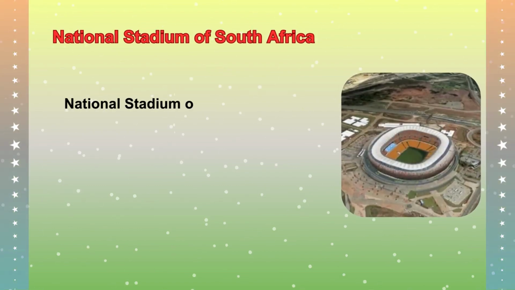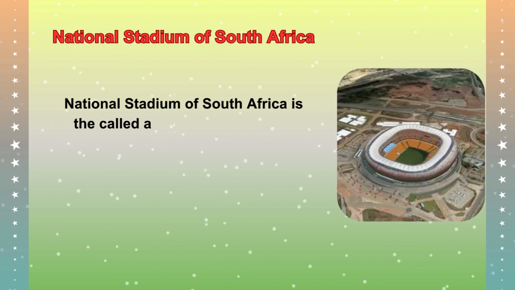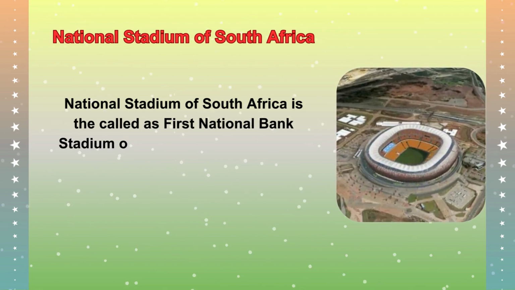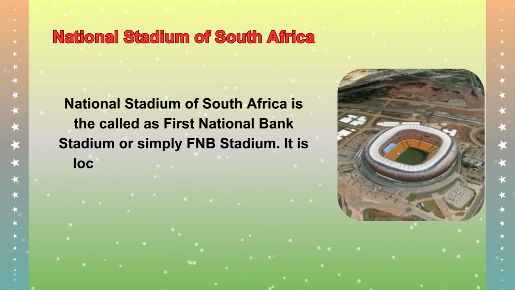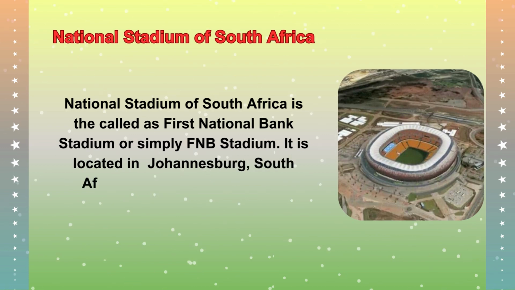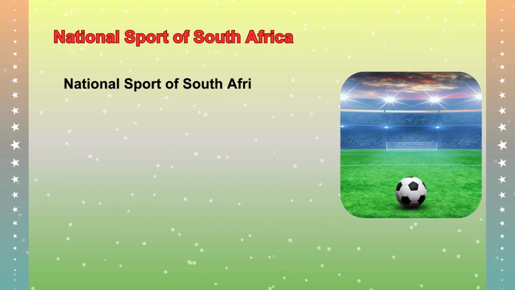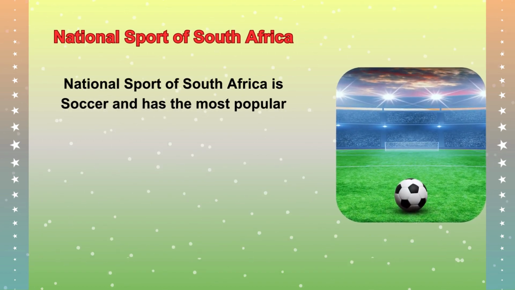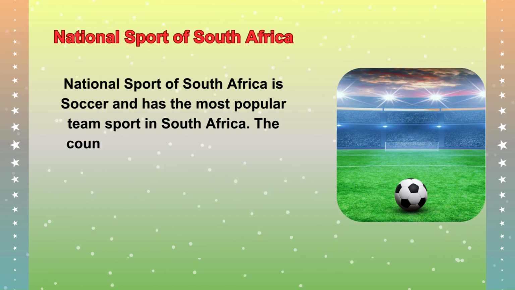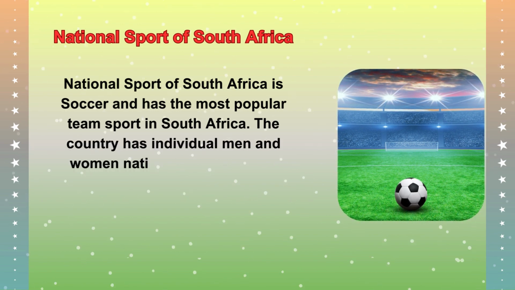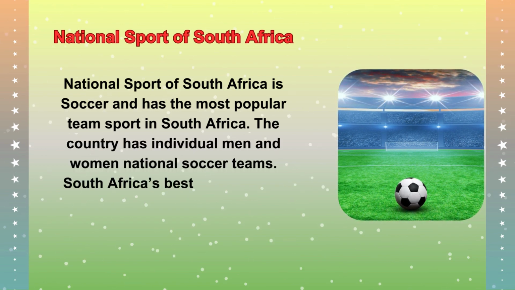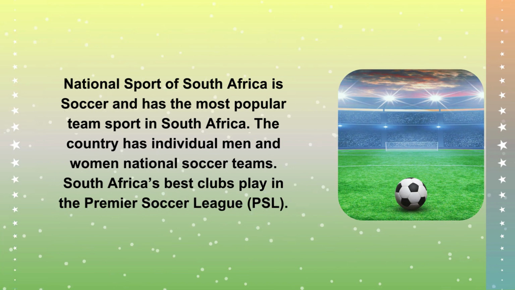The National Stadium of South Africa is called First National Bank Stadium, or simply FNB Stadium. It is located in Johannesburg, South Africa. It was opened in 1989. The national sport of South Africa is soccer, the most popular team sport in South Africa. The country has individual men's and women's national soccer teams. South Africa's best clubs play in the Premier Soccer League, PSL.